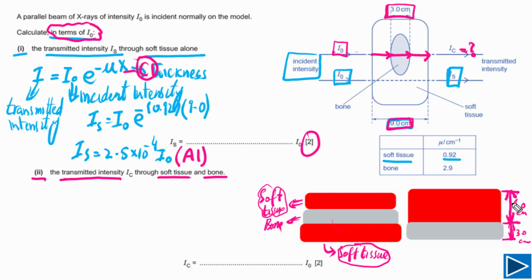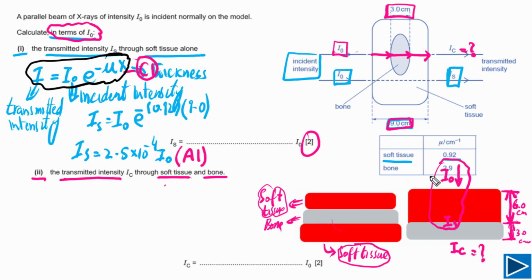So the thickness of soft tissue is 6.0 centimeters. It is also given to us the incident intensity is I naught. Now let's say the transmitted intensity after passing through the soft tissue is I1 and the transmitted intensity after passing through bone, that is IC, and this is what we need to find out. Now simply we need to use the linear attenuation equation two times to calculate the value of IC.